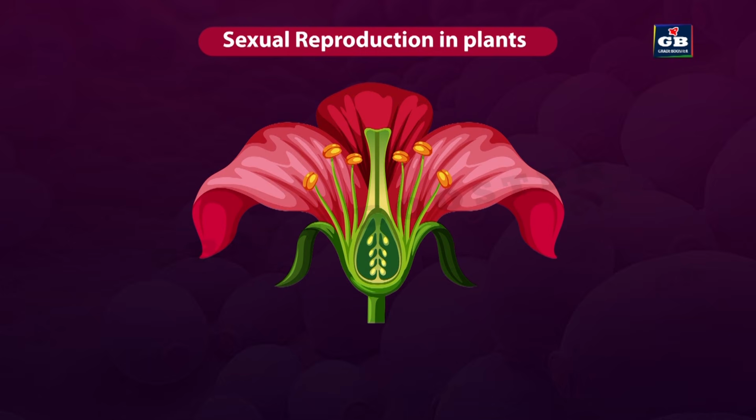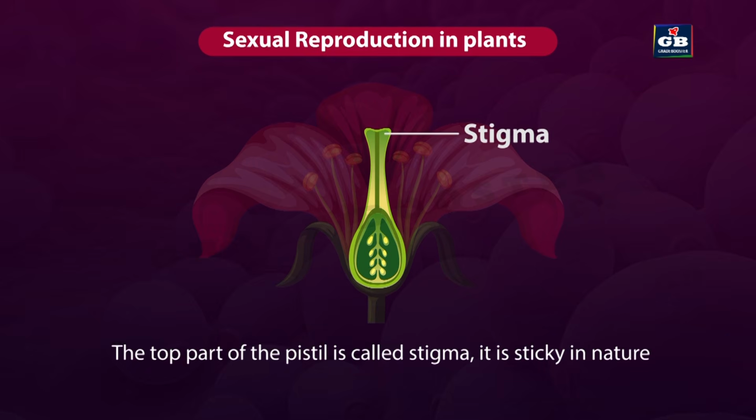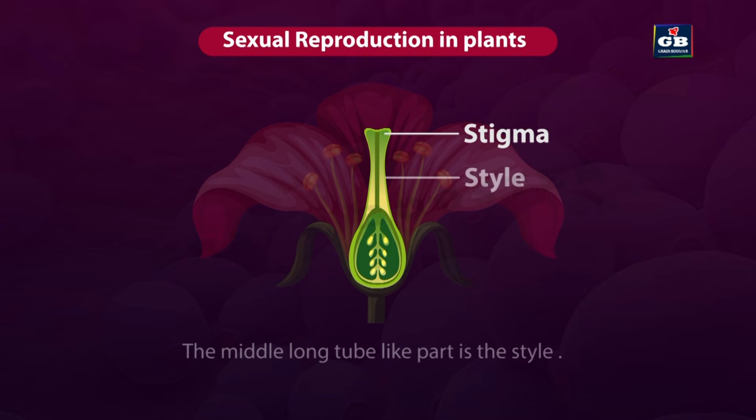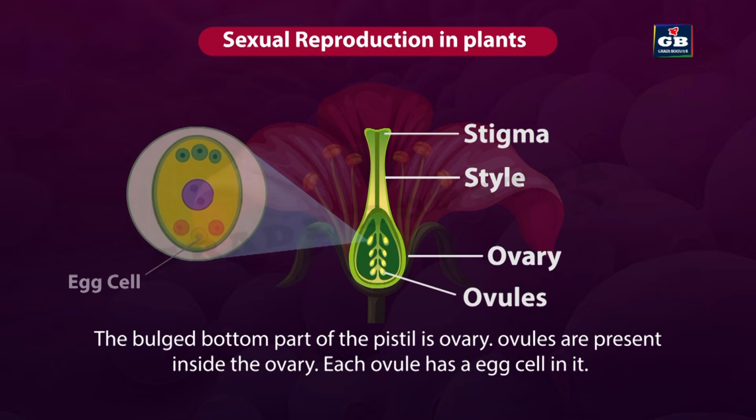Pistil. It has three main parts: stigma, style, and ovary. The top part of the pistil is called stigma. It is sticky in nature. The middle long tube-like part is the style. The bulged bottom part of the pistil is ovary. Ovules are present inside the ovary. Each ovule has an egg cell in it.